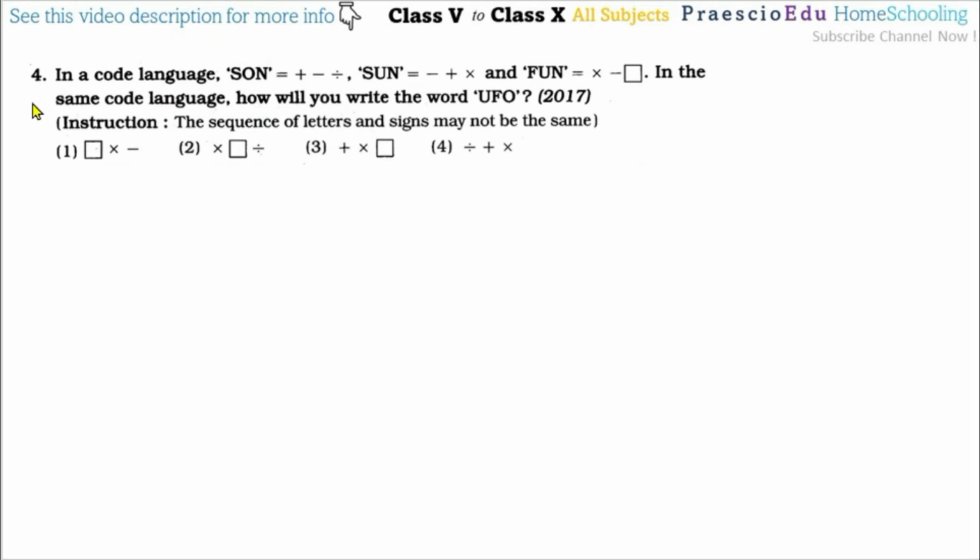Then question number 4. In a code, SON is like this, SUN is in the same format, and FUN is in the symbolic form. In the same code language, how will you write the word UFO? Now, if you compare SON and FUN, there is a common N, and in the symbols the common one is this symbol. So we can say N is equal to this symbol.